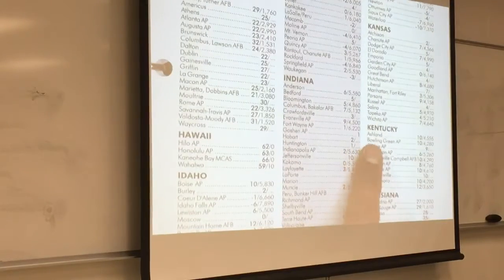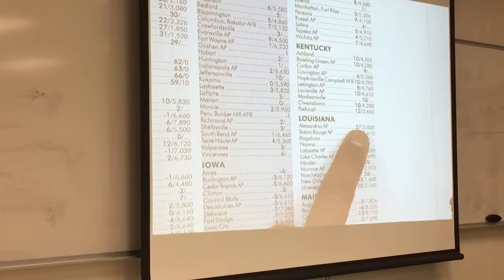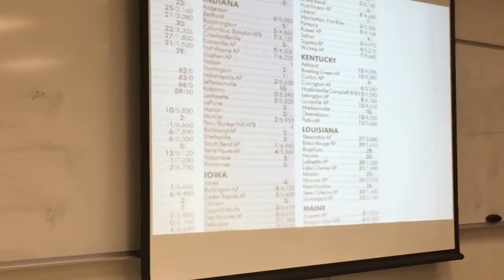So if I look here at Massachusetts, let's look at Louisiana. This is the first number here. This is the number you want. This is the coldest day of the year, 27. So if the inside is 70 and the outside 27, 70 minus 27 is 43. Any question about that?